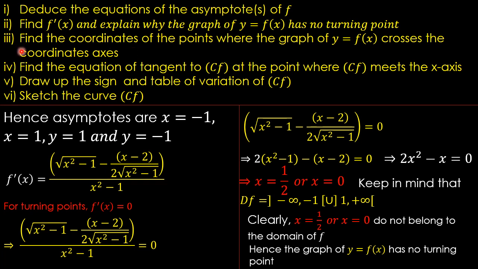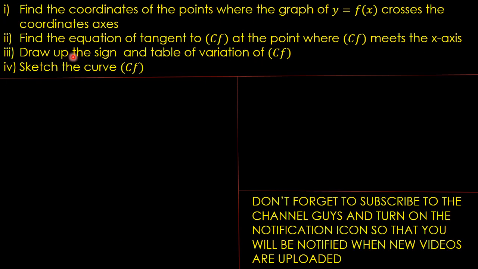Okay, now the next part wants us to find the coordinates of the points where the graph of y equals f of x crosses the coordinate axis. Okay, guys, let's move on to the next slide. All right, so now, to get the coordinates of the point where the graph crosses the coordinate axis, let's remind ourselves that this is the graph we have. This is the function f of x equals this.